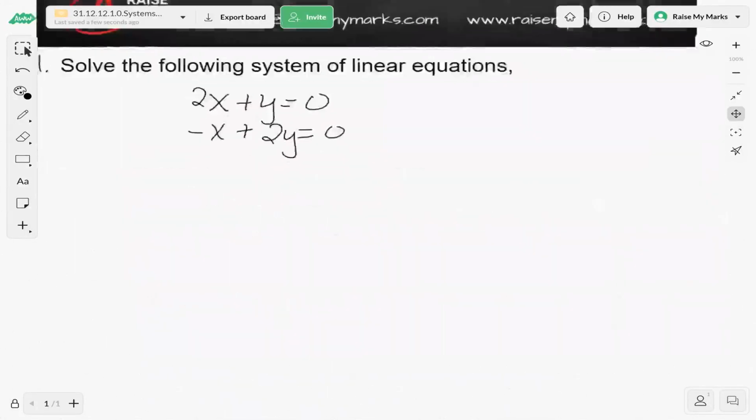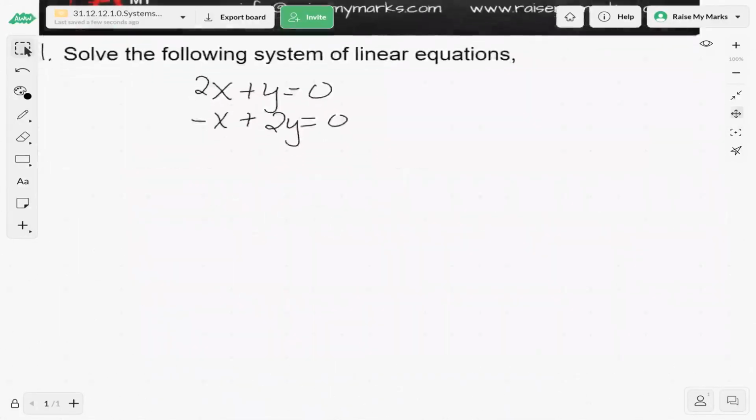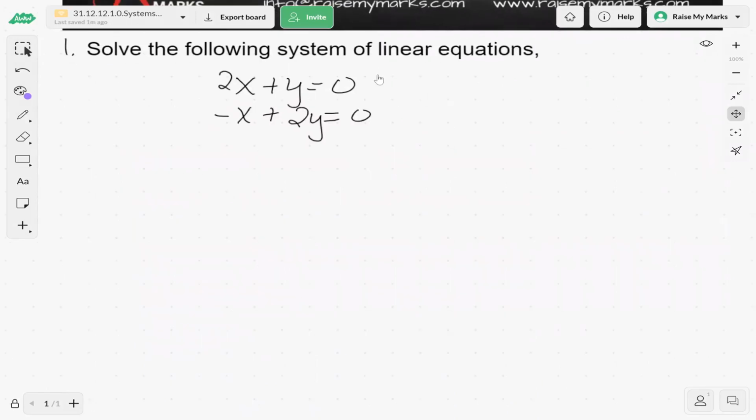All right, so we're asked to solve the following system of equations. We have two equations and two unknowns. We haven't seen matrices yet, so we can't do that. So we're going to use, I think, substitution or elimination. Why don't we try elimination? Let's label our equations 1 and 2.